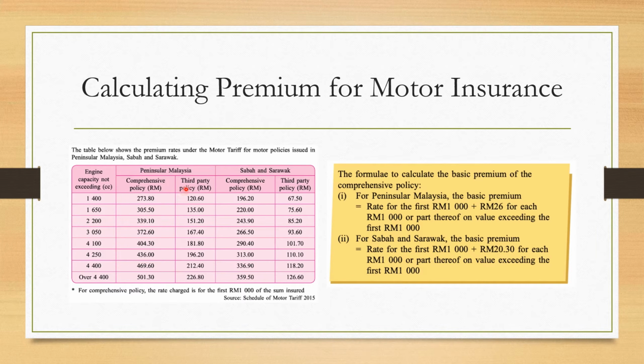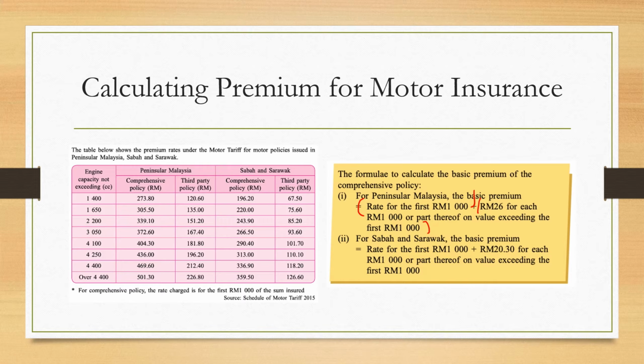Now the next thing is Peninsular Malaysia and Sabah Sarawak. They have different calculations and different figures. You need to be aware of that as well. Next is the formula. Again, Peninsular Malaysia and Sabah Sarawak have two different formulas. The first thing you need to take note of is the rate for the first 1,000. What does that mean? That means you have to find the figure based on the table. Is it for a comprehensive policy or a third party policy? Is it in Peninsular Malaysia, for instance? We're going to show you a sample question for that. Next would be 26 ringgit for each 1,000 ringgit or part thereof exceeding the first 1,000 ringgit.